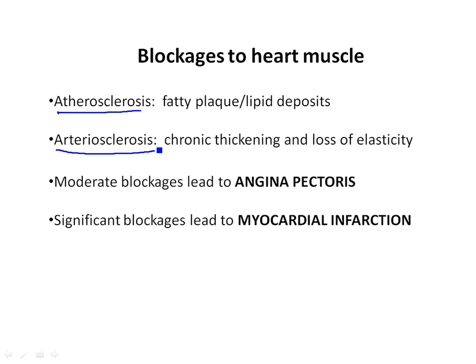Then arteriosclerosis is a more chronic condition where you just get thickening and hardening of the vessels, and that causes a loss of elasticity. So the vessels are not as elastic and bouncy and springy as they should be. But it's the atherosclerosis that causes the blockages and the plaques. Now, you can have a moderate blockage, and you might just get something known as angina pectoris. That's this word right here, and that literally means choked chest.